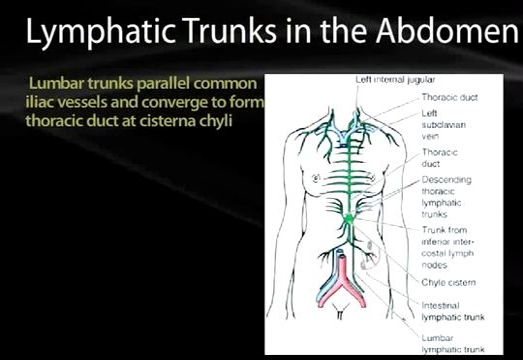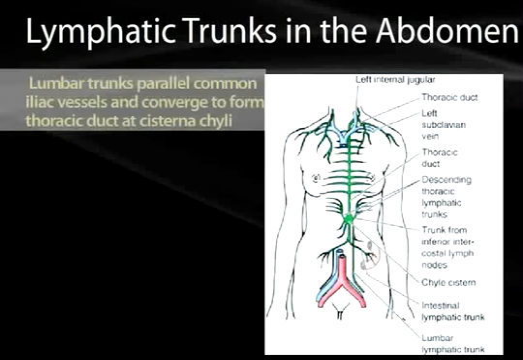Around the level of T12, the cisterna chyli will gather up the lymphatic trunks of the abdomen and drain them into the thoracic duct. These trunks will parallel the common iliac vessels and converge to this site.